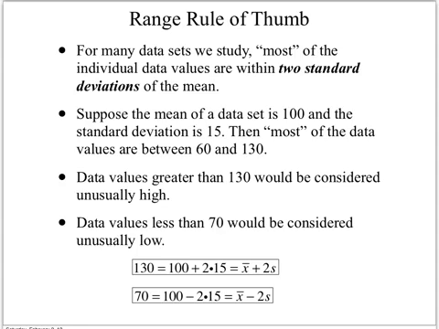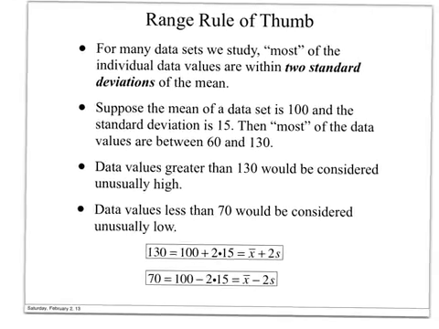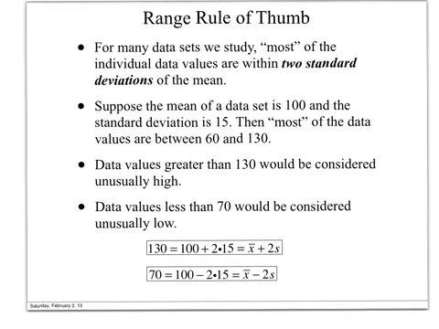Probably the most important thing next to standard deviation in this section of the chapter is the range rule of thumb. So make sure that you understand these calculations. I have a little typo here. That should be 70. I thought I fixed that. For many data sets we study, most of the individual data values are within 2 standard deviations of the mean.